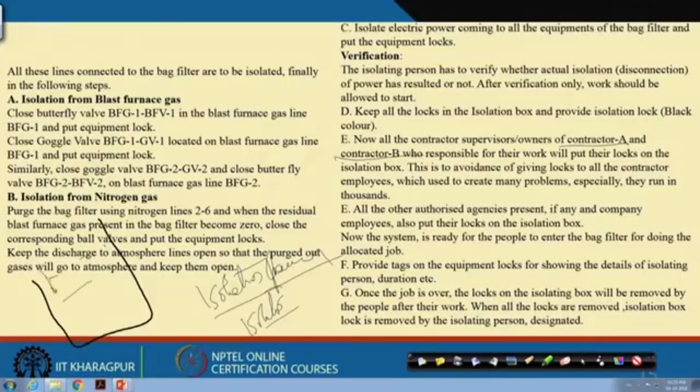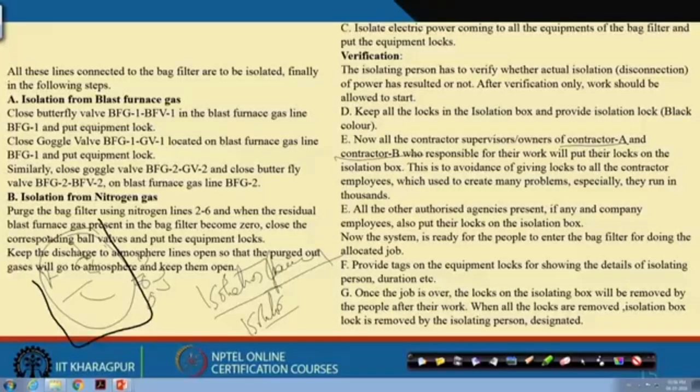Those keys he will take and put in a box, which is called the isolation box. All the locks of the equipment have been put here. Then he will put his own lock, the group lock. After putting the equipment locks and the group lock, only then will others put their own locks on that particular lock. The isolation box is closed, and one more isolator will put, and on that people will keep on putting their locks. Whatever people are working, they will put their locks.